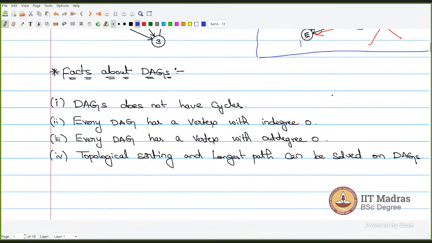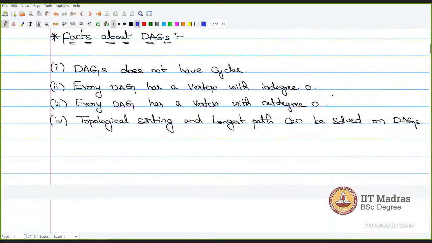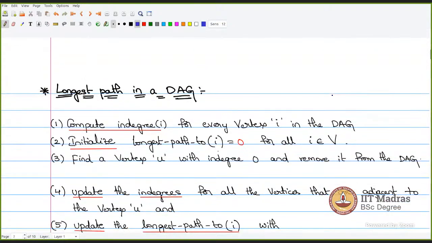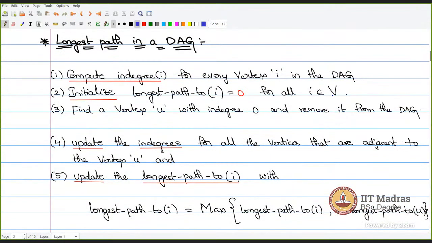So these are some facts about DAGs. Let's come back to week 11. We try to find the longest path in a DAG. In order to find the longest path in a particular DAG, we follow these steps. First and foremost, you compute the in-degrees of every vertex in the DAG, the same thing we compute for topological sorting also, before we start.